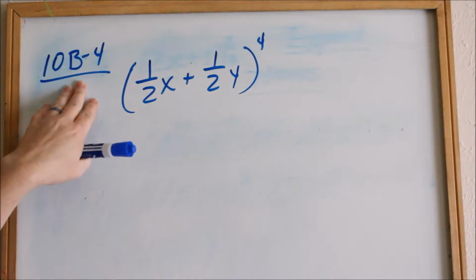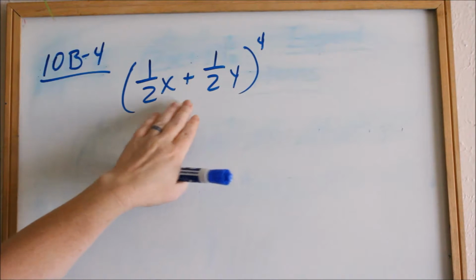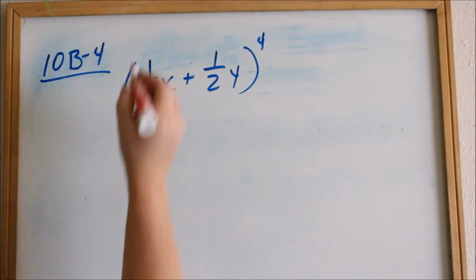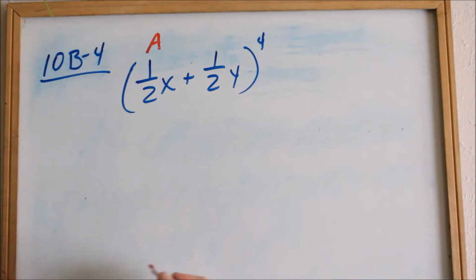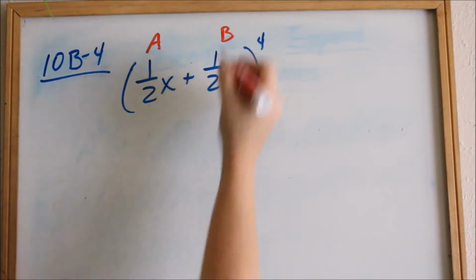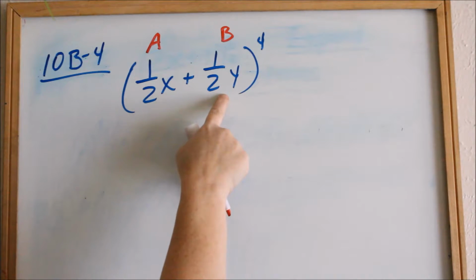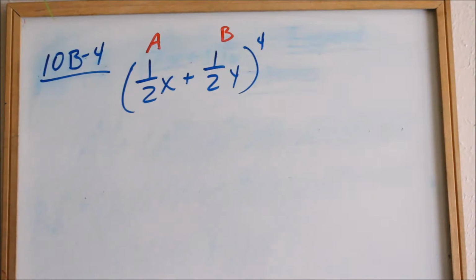Okay, now we're doing 10b number 4, 1/2 x plus 1/2 y all raised to the 4th power. Again, we're going to call this one our a and then this one our b. So everywhere we see an a, we're going to put in 1/2 x. Everywhere we see a b, we're going to put in 1/2 y. I want to do this to show you how to work with the fractions.